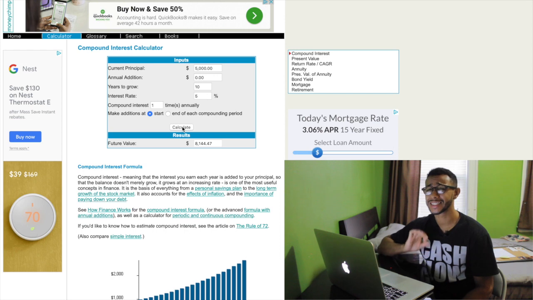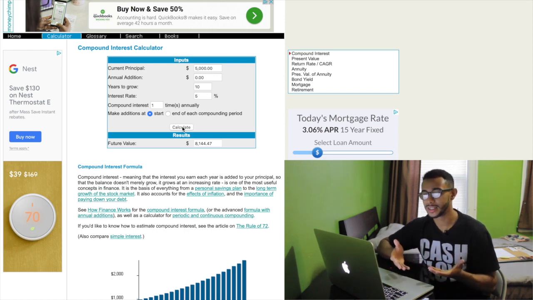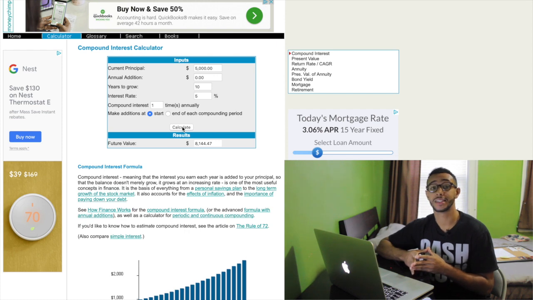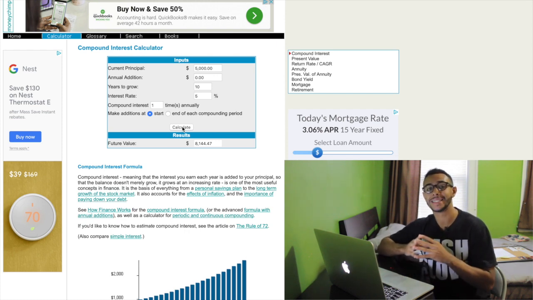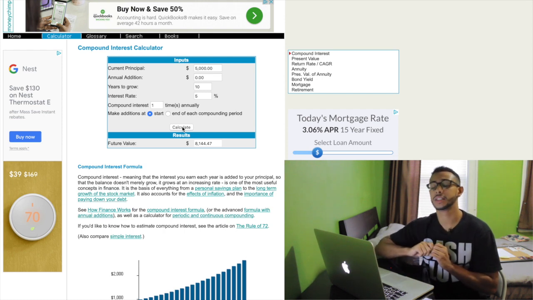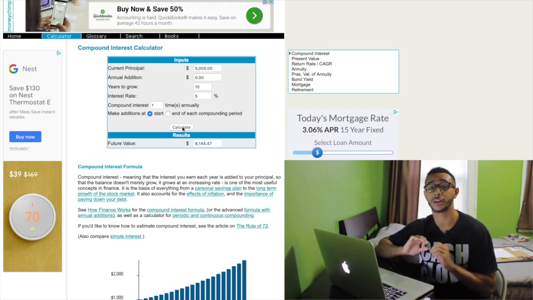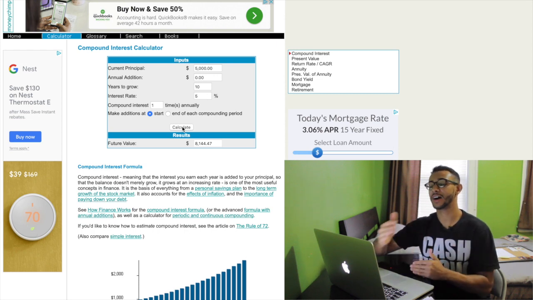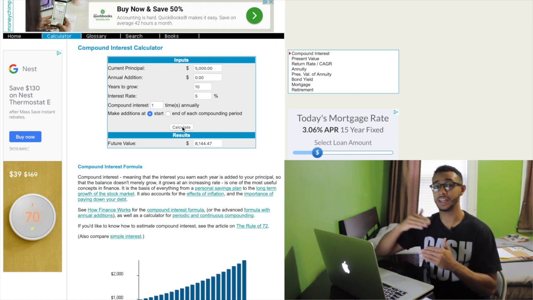$8,144.47. Now that doesn't sound like a lot, and it really doesn't at all. It's only $3,144.47. But that is not me adding to my portfolio at all. I don't have to put another dollar in to be making $3,144. That is just my dividends being reinvested into that $5,000 year after year after year for 10 years.